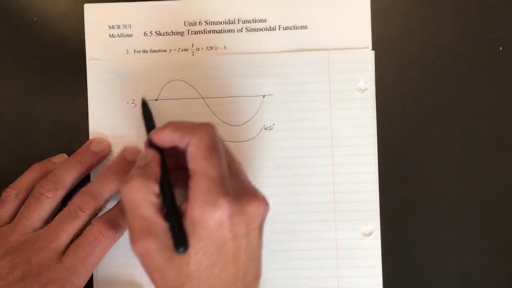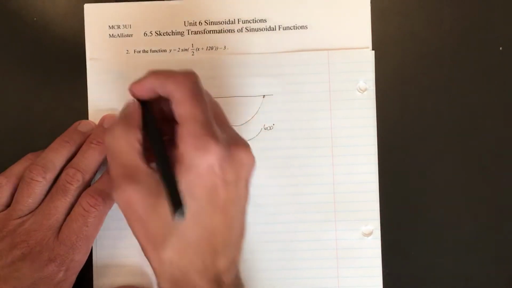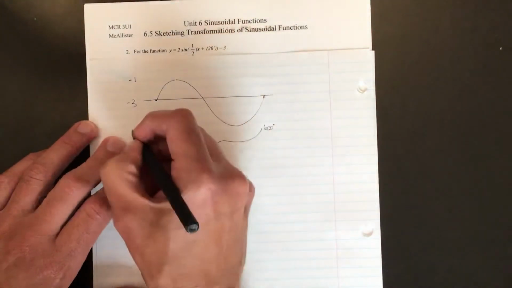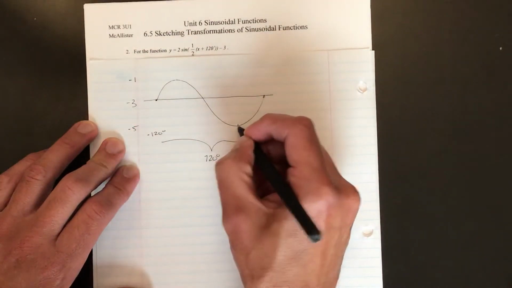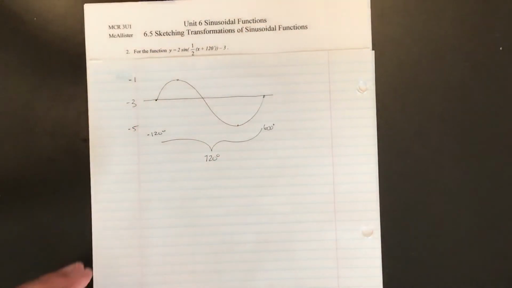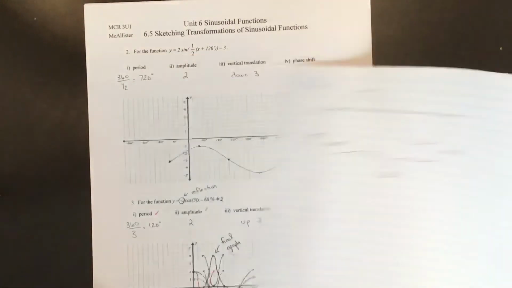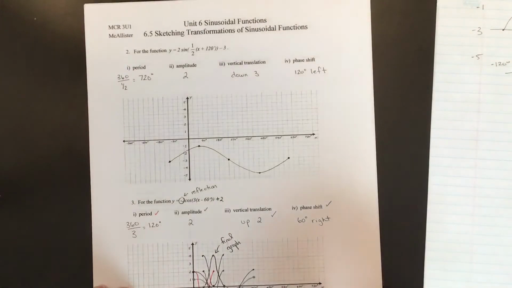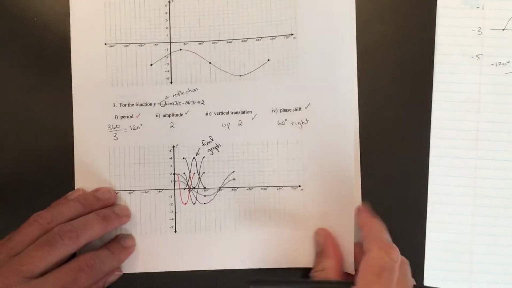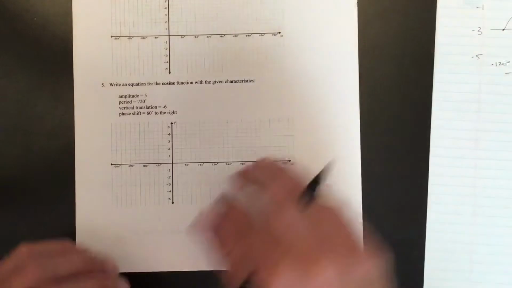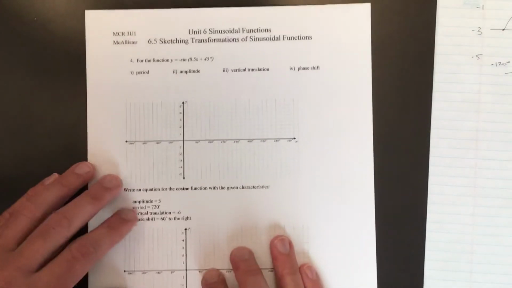Then the amplitude is 2. So from -3, for this point I go up to -1, and I go down to -5. And then I could use those points to graph my graph. So let's take a look at that method then, as we look at the next example.